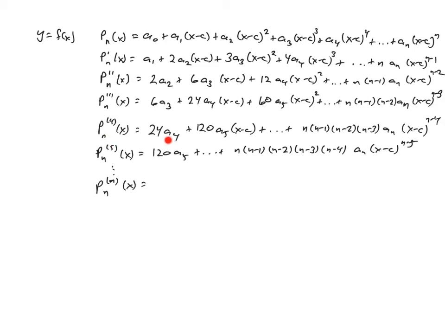I get 24 a sub 4 plus 120 a sub 5 times x minus c to the first, and then it goes all the way down to n times n minus 1 times n minus 2 times n minus 3 times a sub n times x minus c to the n minus 4. And finally, the fifth derivative is 120 a sub 5 plus all the way down to n times n minus 1 times n minus 2 times n minus 3 times n minus 4 times a sub n times x minus c to the n minus 5.